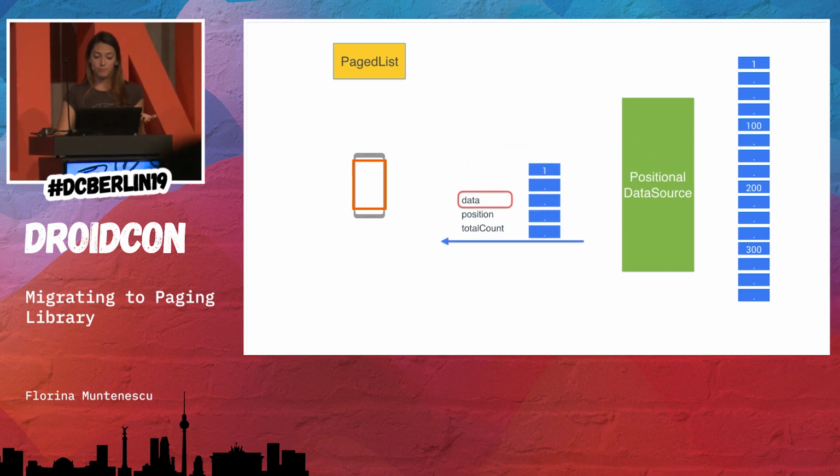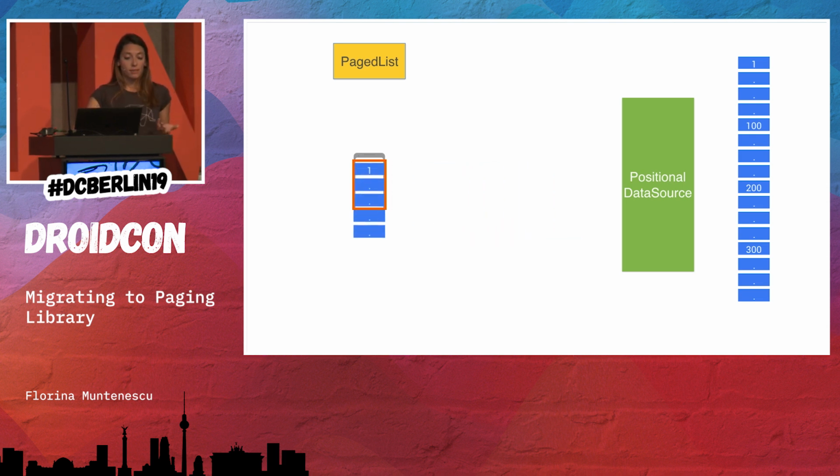So we get the items. And when we get the items, we get several pieces of information. We get the data, but we also get the position. And because we enabled placeholders, we also get the total count of items. And this means that our list is displayed, and our placeholders are also displayed.